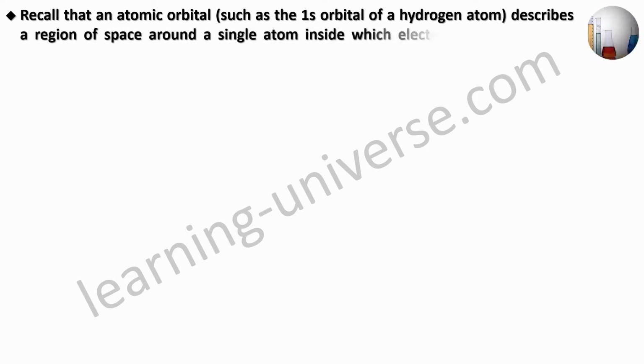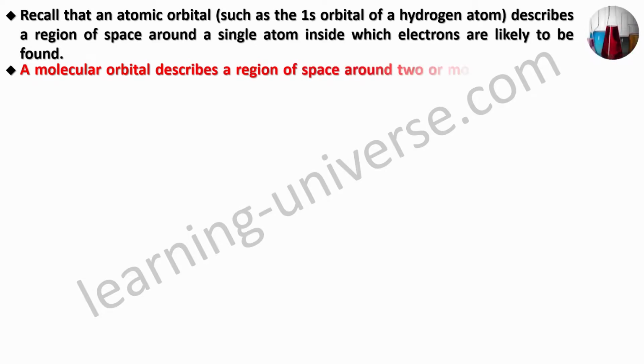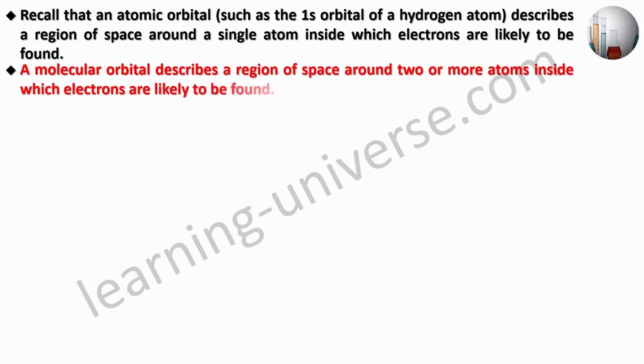Now, recall that an atomic orbital such as the 1s orbital of hydrogen atom describes a region of space around a single atom inside which electrons are likely to be found. A molecular orbital, in fact, does the same thing for a molecule. For a given molecule, a molecular orbital represents the region of space where there is a high probability of finding the electron between the two atoms forming that particular bond. A molecular orbital describes a region of space around two or more atoms inside which electrons are likely to be found.